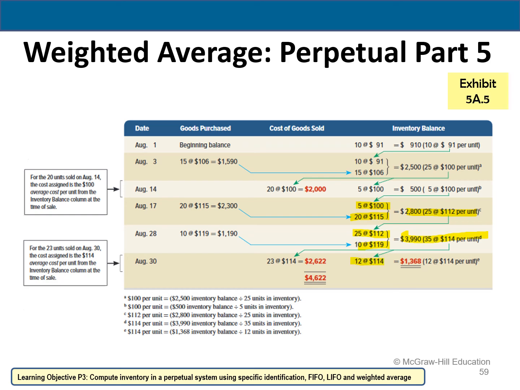And then I've got 114 per unit, less the 23 I sell at 114 per unit. And then I'm left with the 12 at 114, or ending inventory of 1,368. Then if you add up all of your individual cost of goods sold, we have cost of goods sold of 4,622.